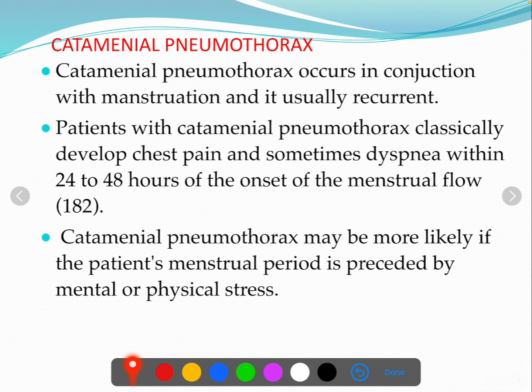What about the catamenial pneumothorax? Catamenial pneumothorax occurs in conjunction with menstruation. It is an interesting kind of pneumothorax. It occurs in conjunction with menstruation, and it is usually recurrent. Patients with catamenial pneumothorax classically develop chest pain and sometimes dyspnea within 24 to 48 hours of the onset of menstrual flow. It may be more likely if the patient's menstrual period is preceded by mental or physical stress.